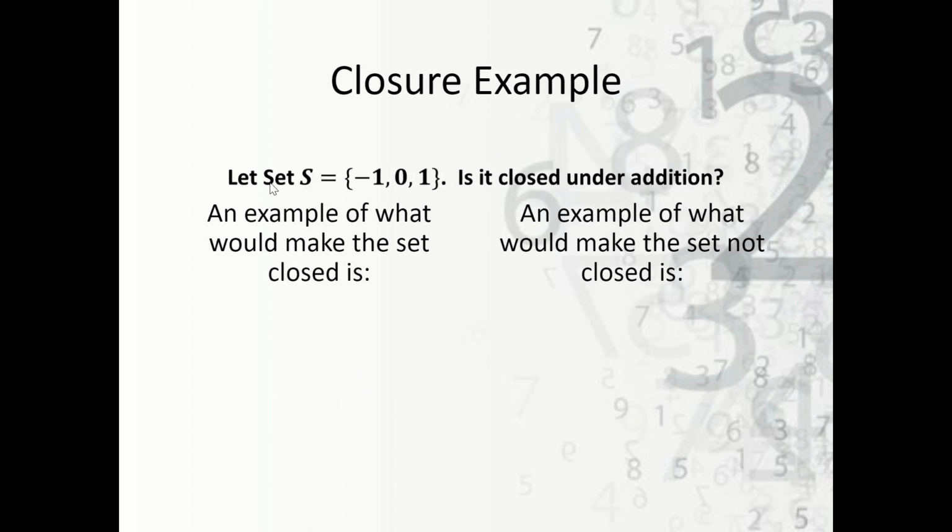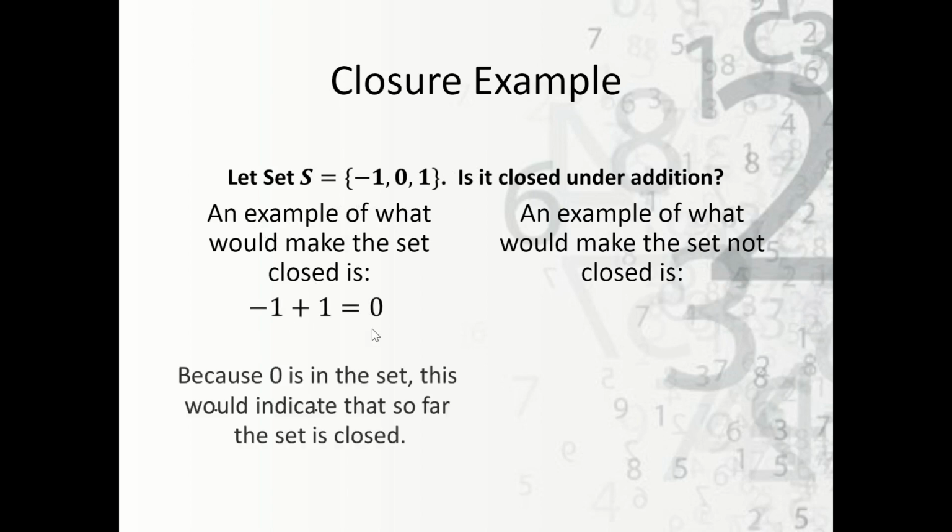So here's an example. We have the set of -1, 0, and 1, and want to know, is it closed under addition? So what that means is I'm going to take each of these elements, so like -1 and 1, and when I add them together, I get 0, which is in the set. So that means that the set might be closed. If for some reason though I end up adding two numbers together and the result is outside the set, so let's say I add something together and I get 6, well, 6 is not in the set, so therefore it is not closed. So an example of what would make the set closed would be -1 plus 1 equals 0. Because 0 is in the set, it looks like it might be closed.